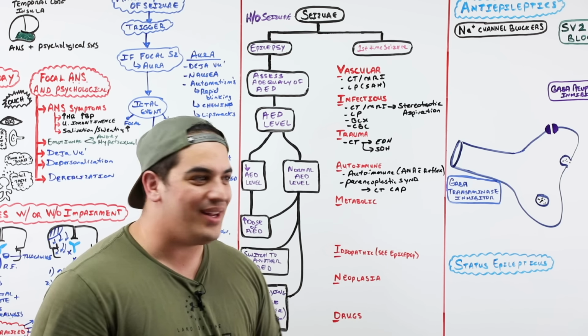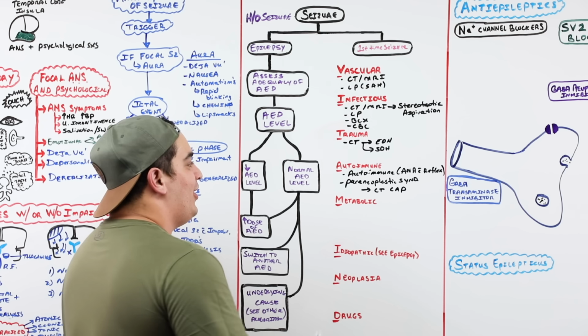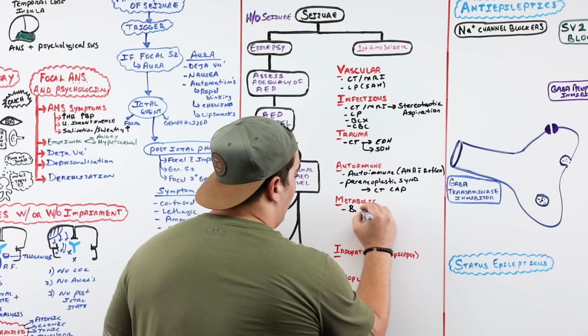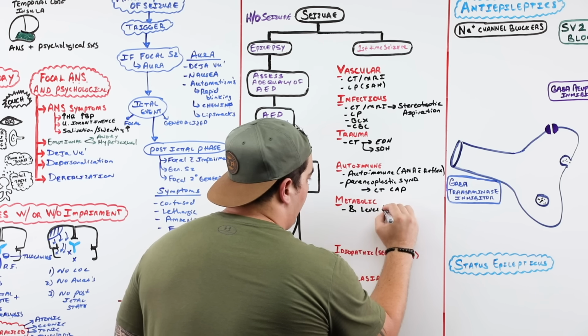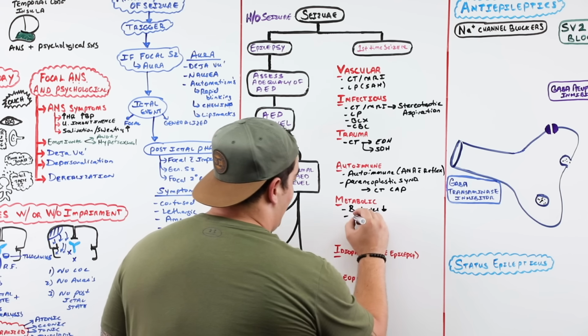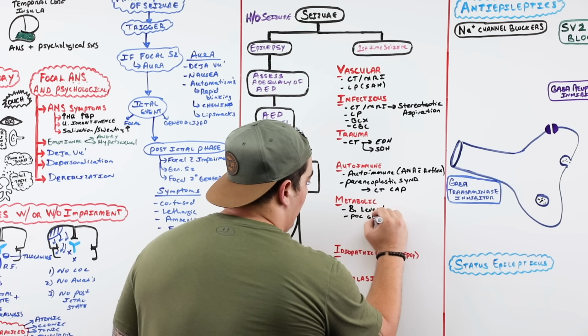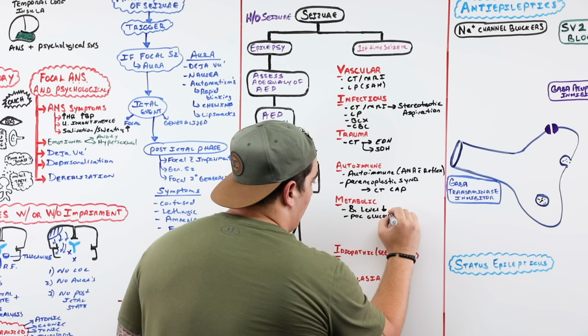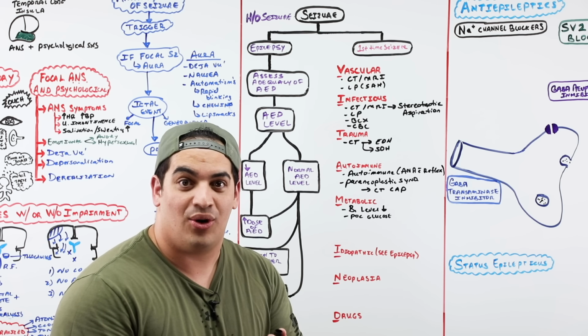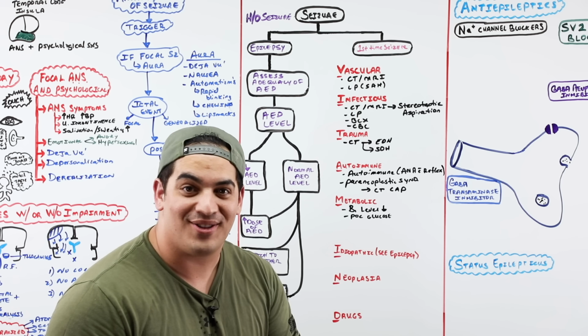Metabolic. What do I do here? Well, think about it. What was the first one we said? Thiamine. So check a B1 level. That could be low. They have hypoglycemia or hyperglycemia. Check a point of care glucose. They have some type of electrolyte abnormality like sodium, calcium, magnesium, phosphorus.